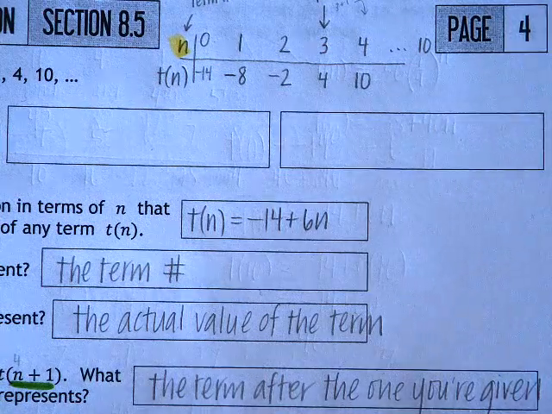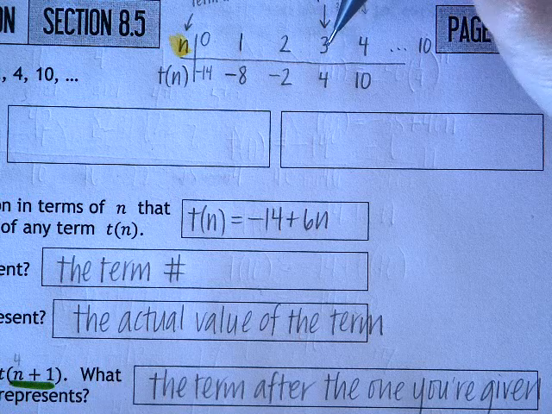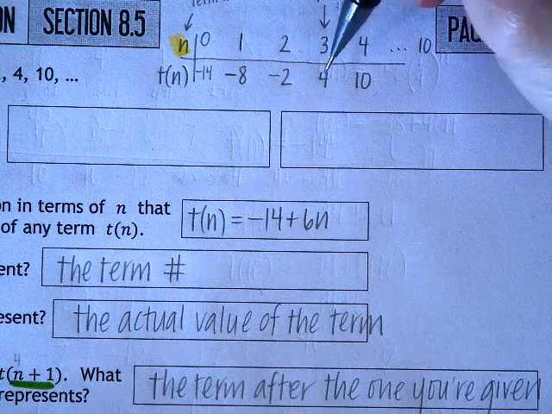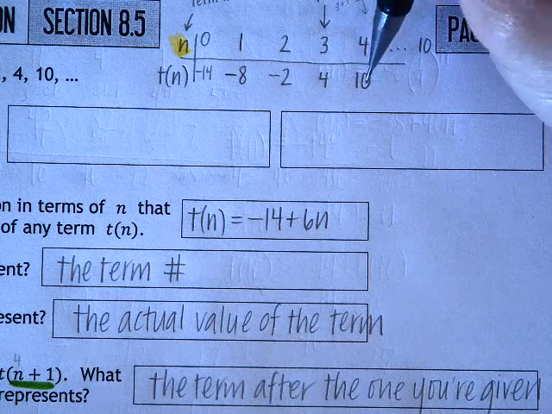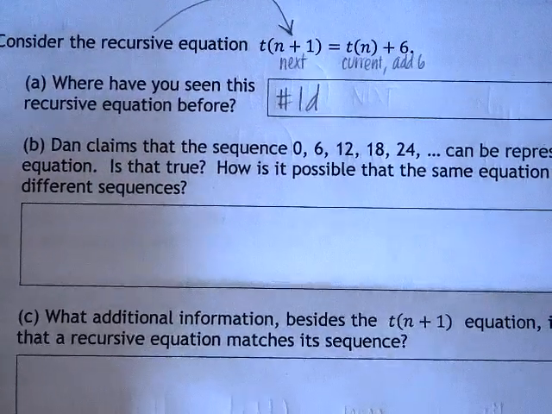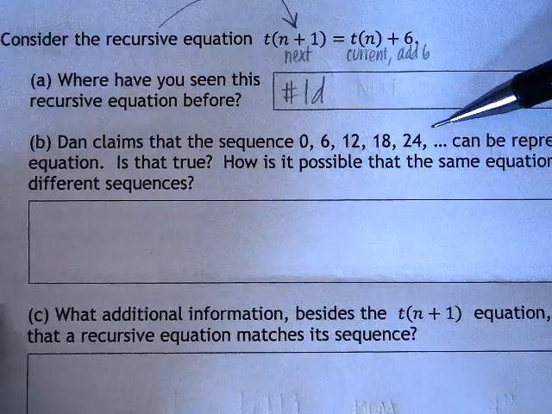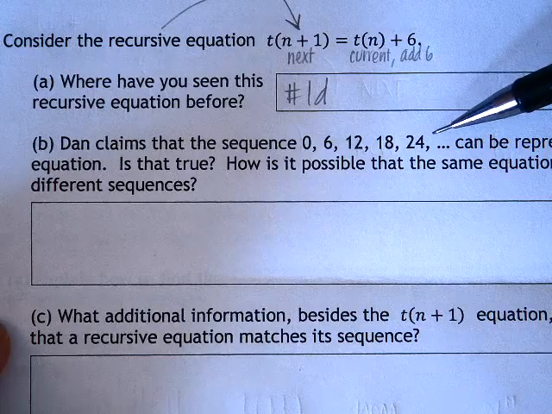So yeah, that's where that equation came from, and that makes total sense. To get to the next term, take the current one and add 6. That definitely makes sense. But in letter B, notice this other guy is claiming that he has a sequence that can also be represented by this recursive equation.